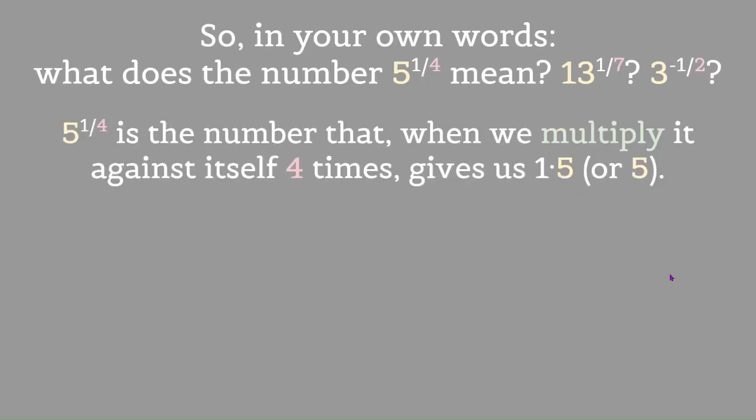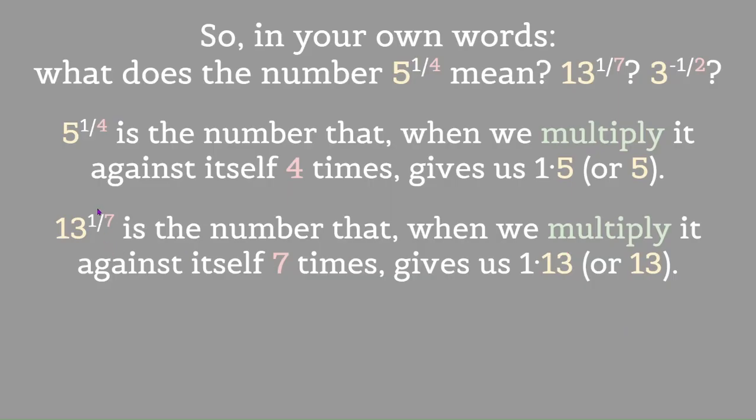Okay, so 5 to the power of 1/4 is the number that, when we multiply it by itself 4 times, gives us 5, or 1 times 5, right? Which means 13 to the power of 1/7 is the number that, when we multiply it against itself 7 times, gives us 13, or 1 times 13.